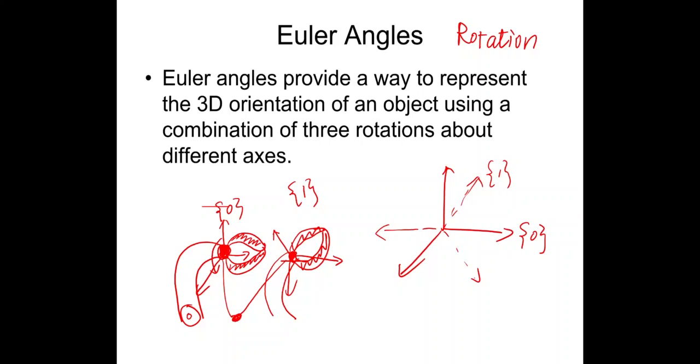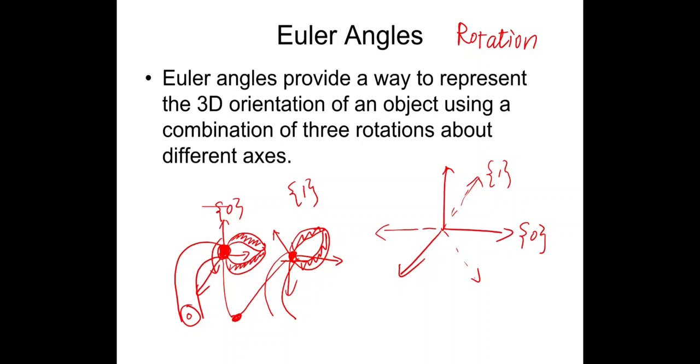So the Euler angles provide a way to represent this rotation from the original orientation to the final desired orientation, for example from frame 0 to frame 1. I want to achieve this 3D orientation. And then my question is, what are the actions my robotic grasper needs to do? What does my end effector need to do?